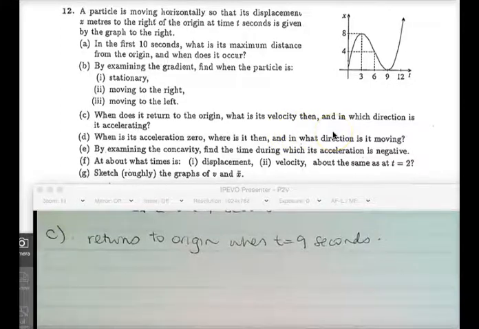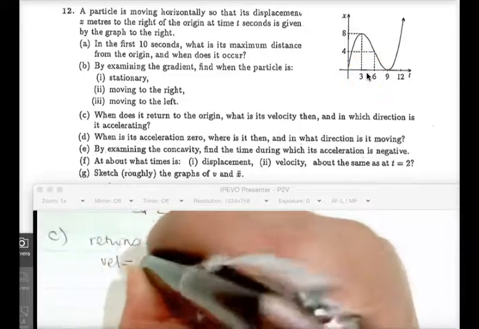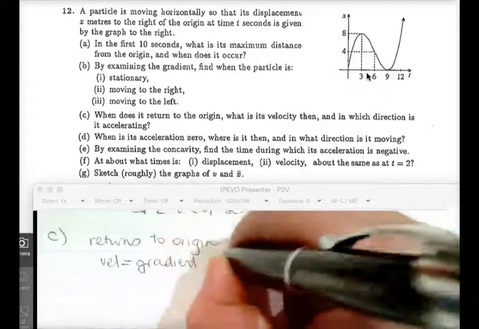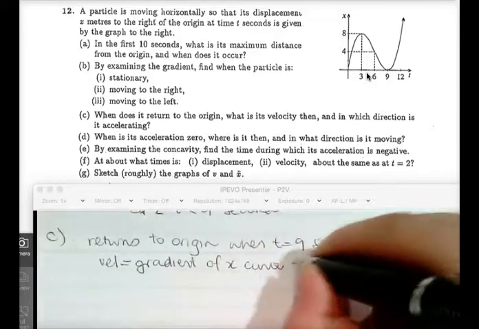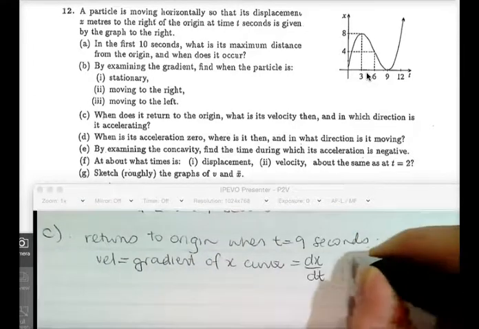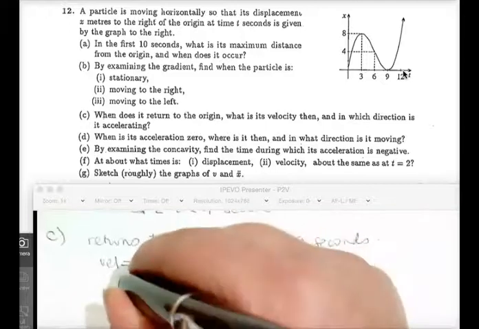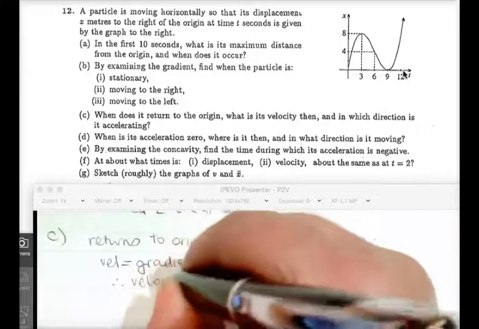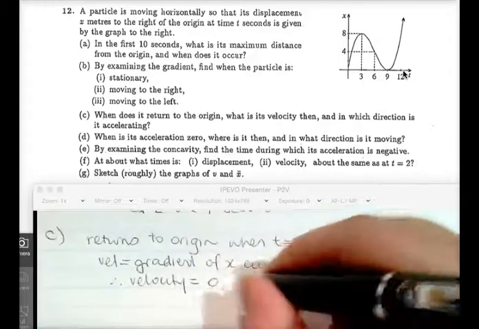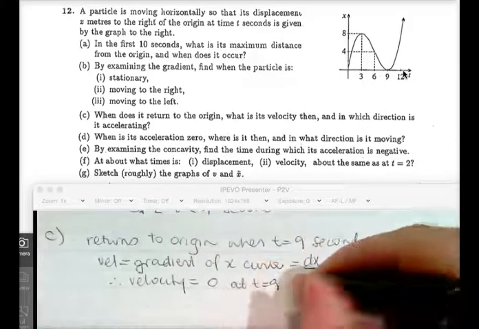And what is its velocity then? Well, if you look at t equals 9, that looks like a minimum turning point. Remember velocity equals the gradient of the x curve, in other words, it's equal to dx/dt, but it actually equals 0 at this time. The gradient of the tangent to the curve at t equals 9 is 0. So therefore, its velocity is 0. In other words, it stopped moving at t equals 9 seconds.